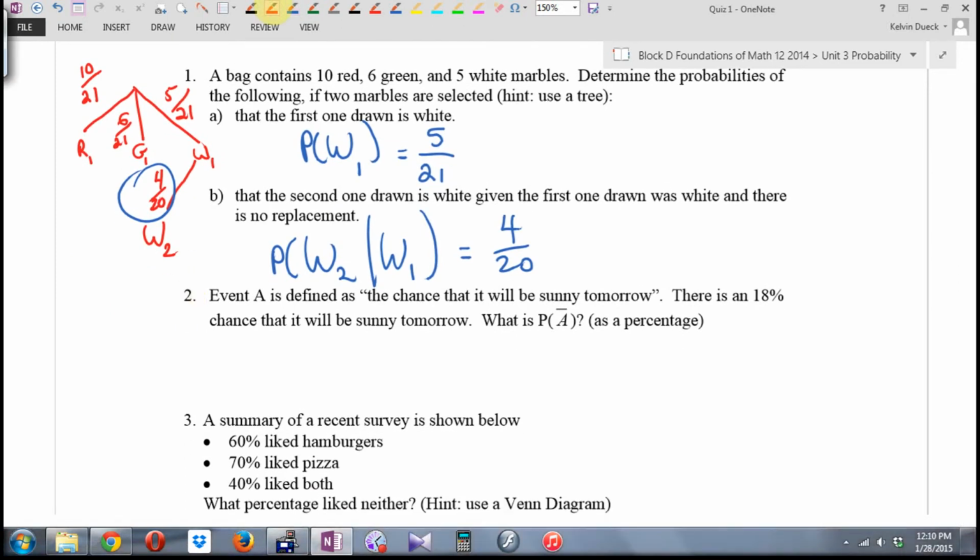What's the probability of not A? 0.82 or 82%, is that right? 1 minus the complement. Hopefully you're cluing in now why the complement can be such a nice shortcut.